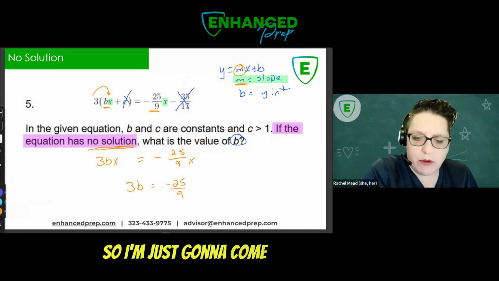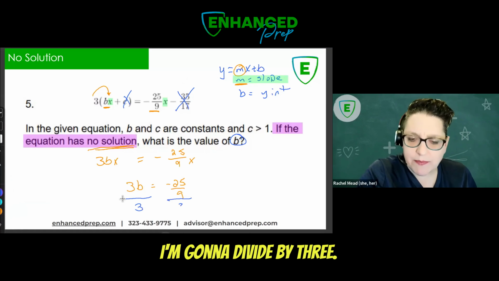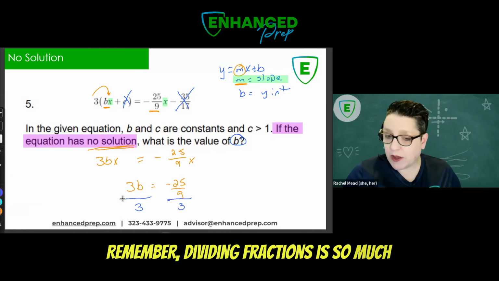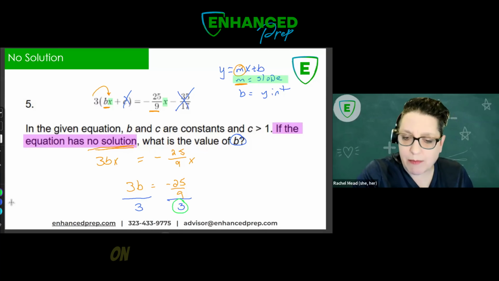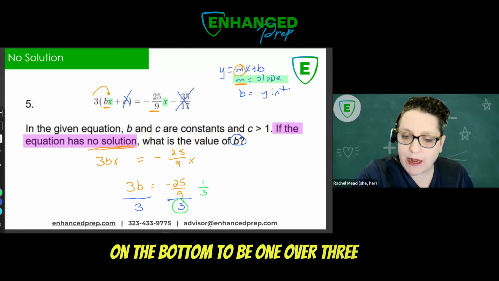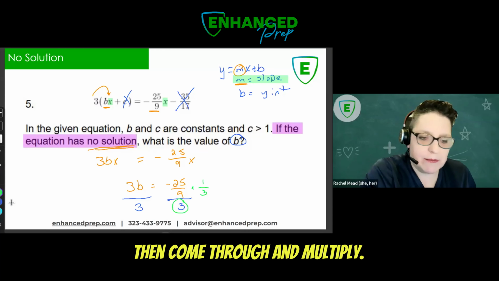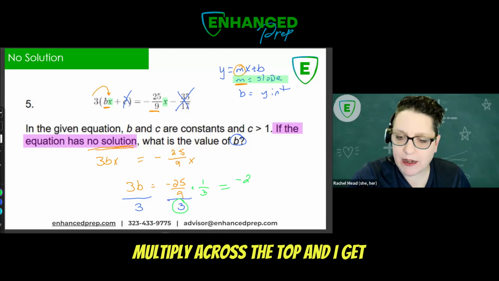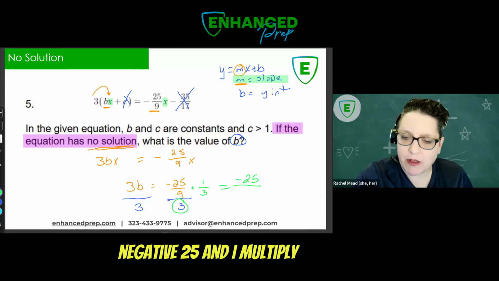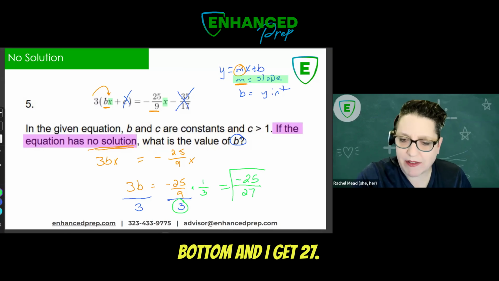So I'm just going to come through here and I'm going to divide by 3. Remember, dividing fractions is so much fun. We get to somersault. So I'm going to reciprocate this 3 on the bottom to be 1 over 3, and then come through and multiply. And when I'm multiplying fractions, I multiply across the top, and I get negative 25, and I multiply across the bottom, and I get 27.